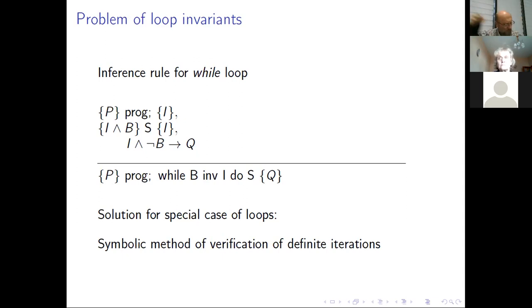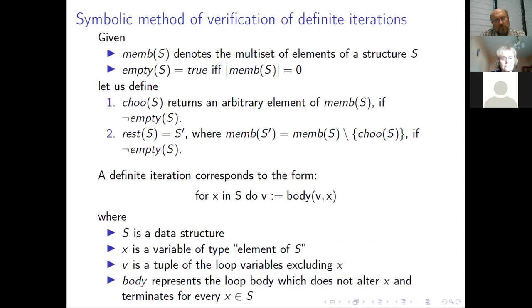We may consider the classical inference rule for the while loop. This inference rule is based on a loop invariant. The task of defining a loop invariant is a very important task in the case of deductive verification. We may solve this task in a special case. We use symbolic methods of verification of definite iteration to solve this task in the case of definite iteration.